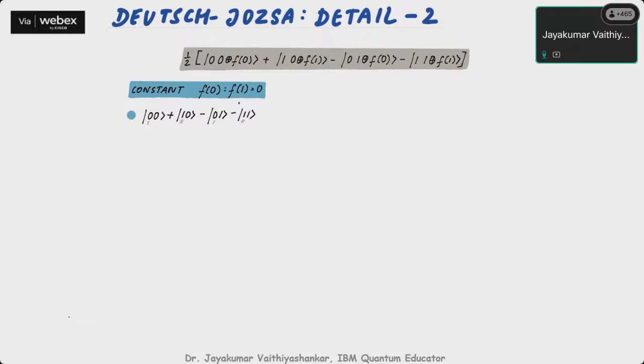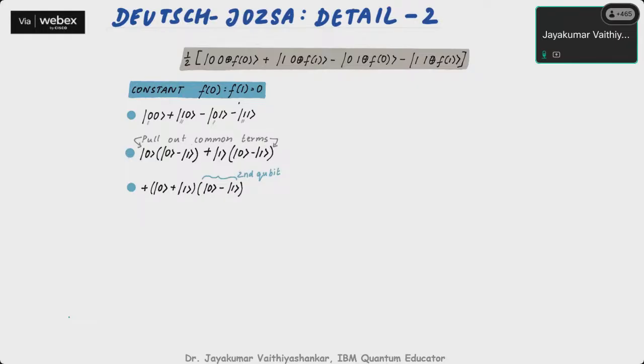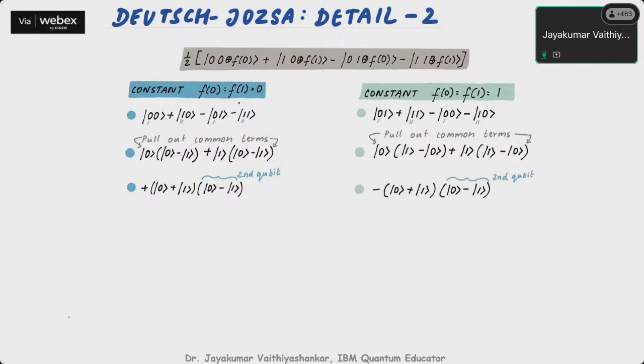Look at the constant function. Now we combine: f of 0 equals 0 and f of 1 equals 0, so we can pull the common terms out. State 0 plus state 1 multiplied with state 0 minus state 1. The same way you can do it for f of 0 and f of 1 equal to 1 for constant. I will share this material, please go through it. You'll have only one difference, a sign difference. In the first case, you have positive. In the second case, you have negative. Everything else remains the same.